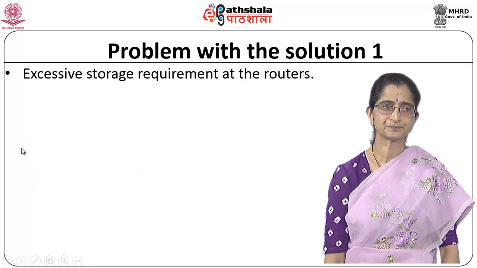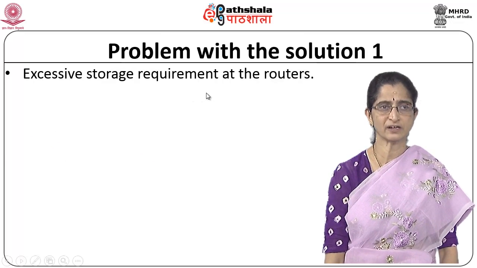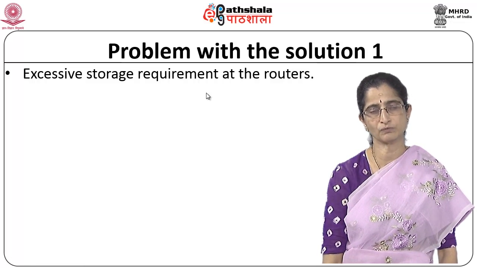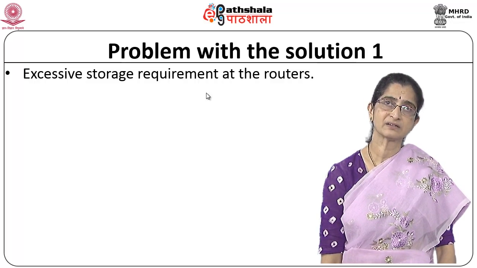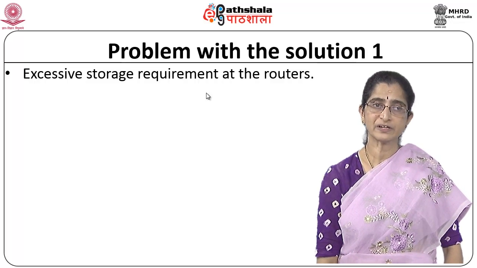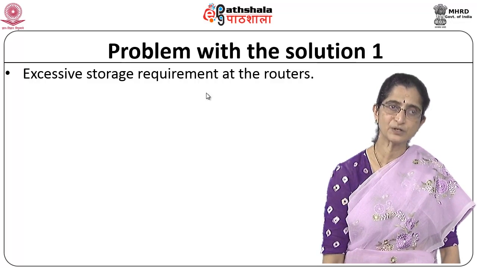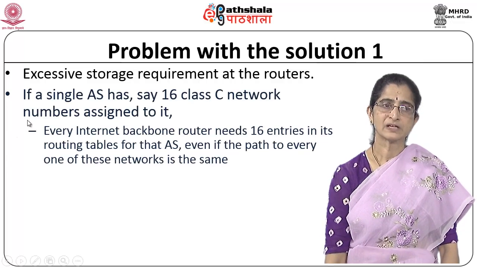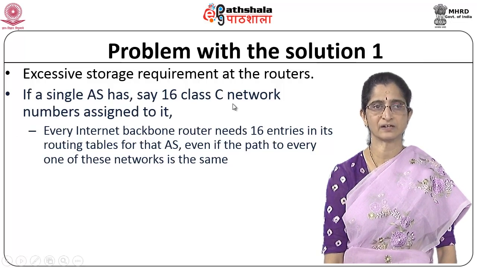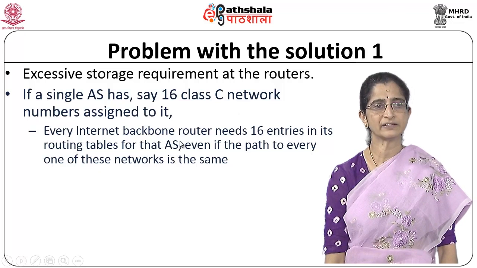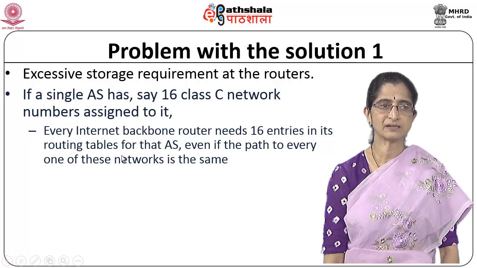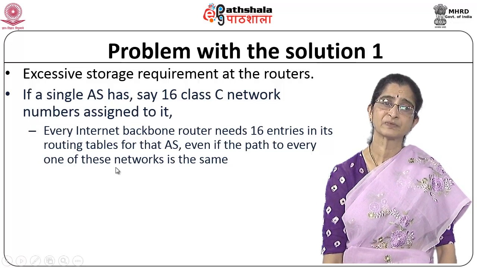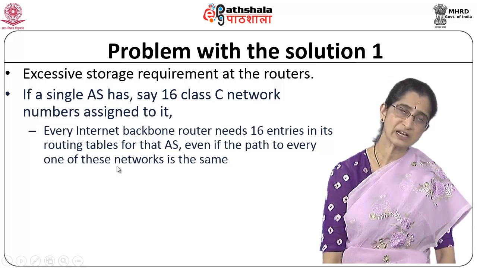The problem is that you will require excessive storage at the routers. For instance, if 8000 nodes was my requirement, I will have to be given 8 into 4, 32 different class C addresses for that. So there have to be 32 entries in the routers for this single network. Similarly, if you had 16 class C network numbers assigned to it, every internet backbone router would require 16 entries in the routing tables. Even though the path taken for each of these networks is the same, you will still have 16 different entries.